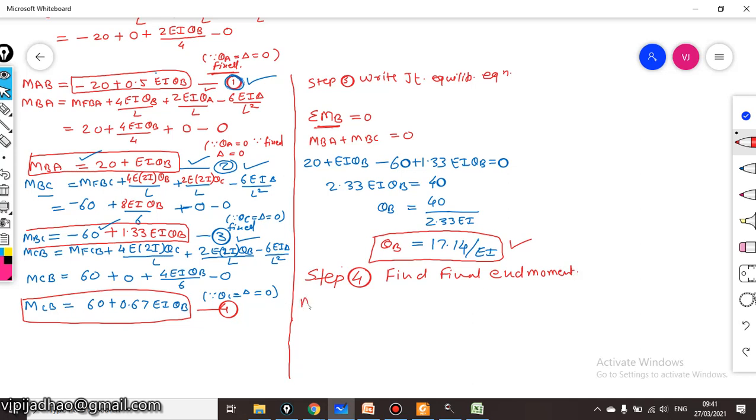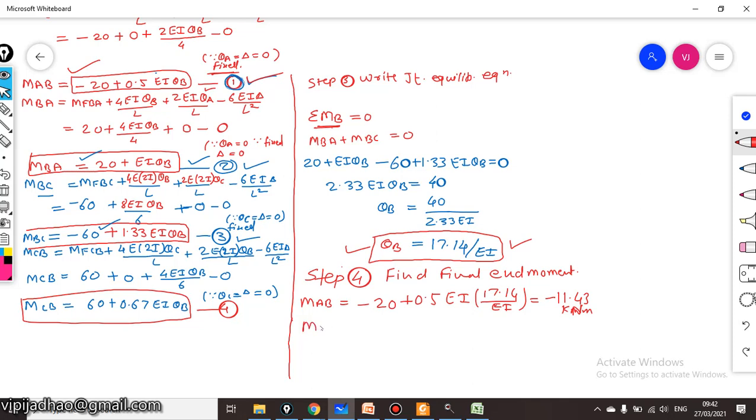Okay, so for MAB, just put this value of theta b in equation number 1. So we get minus 20 plus 0.5 EI times theta b, which is 17.14 divided by EI. So we get the value of MAB equal to minus 11.43 kilonewton meter.